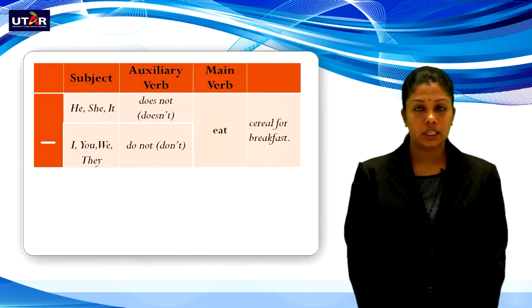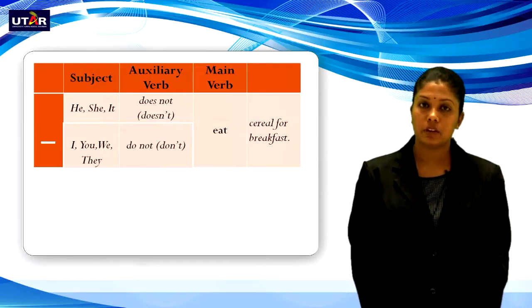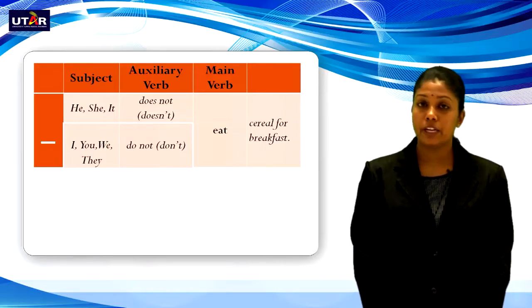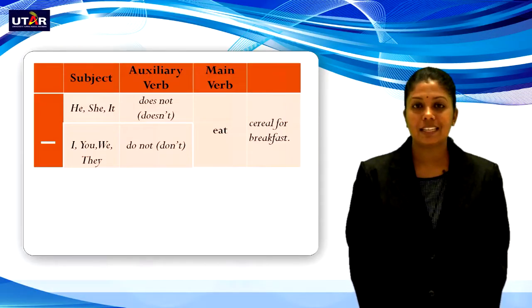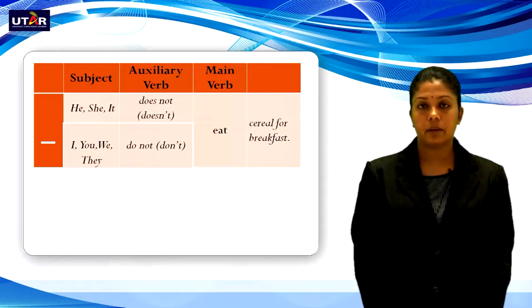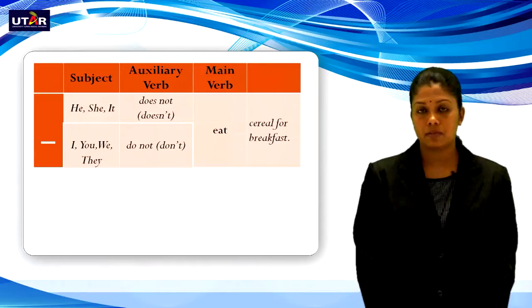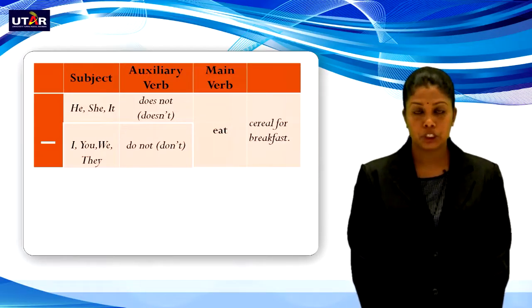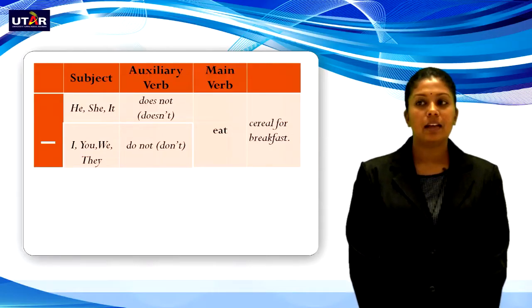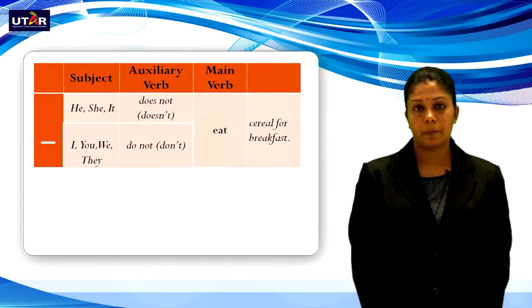He, she, it. We have to add an auxiliary verb for negative sentences. So for he, she, it, we add does not. Then we use a main verb. Since we have used an auxiliary verb, the main verb should be in base form. So he or she or it does not eat cereal for breakfast.